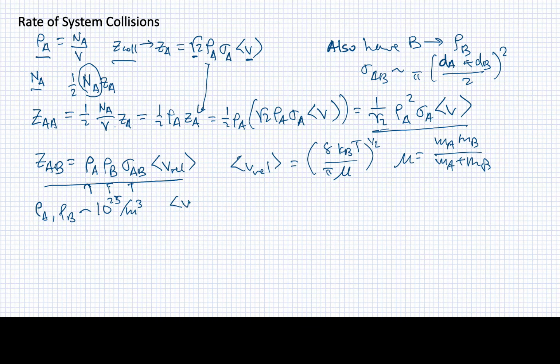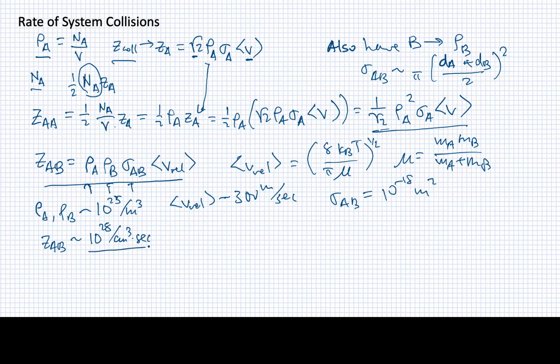And our relative velocity, we can say, is something around 300 meters per second. And our cross-sectional area that relates them when they collide is on the order of 10 to the minus 18 meters squared. Then we could calculate this average collision frequency, Z_AB, would be about 10 to the 28th per centimeter cubed second, or 10 to the 25th or so, 10 to the 34th meters cubed second. All right, so it's a pretty high frequency.